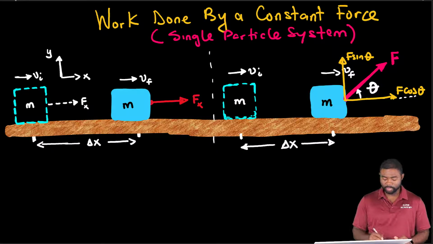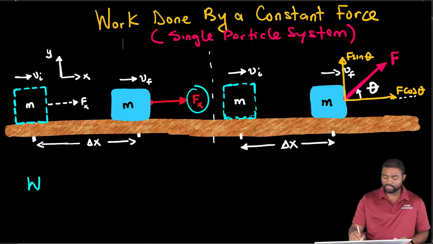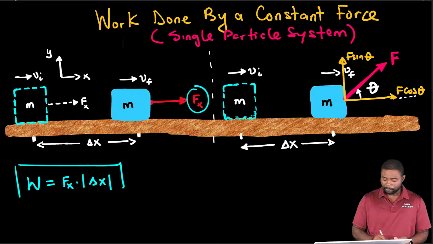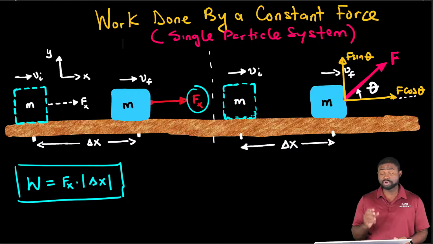In other words, the work done by the force F of x is equal to the component of that force in the direction of motion multiplied by the magnitude of the displacement of the point of application of the force.